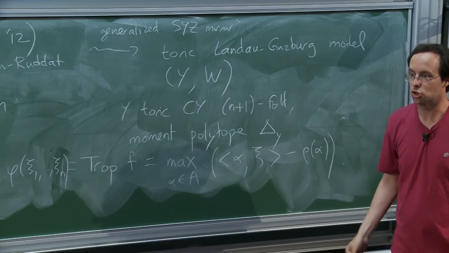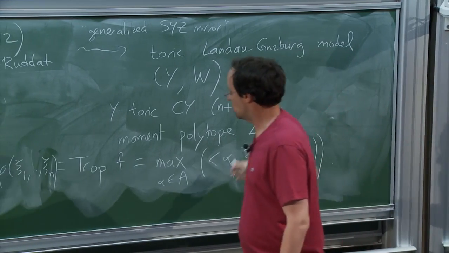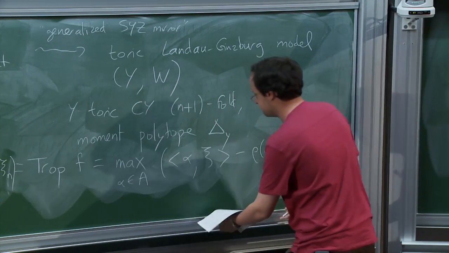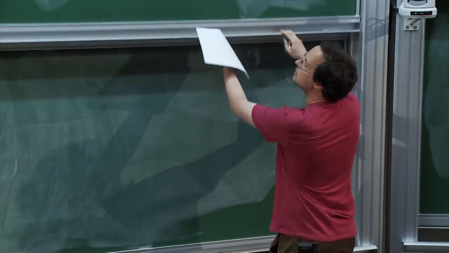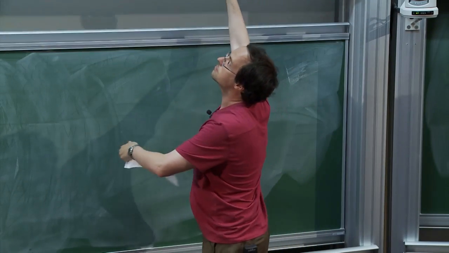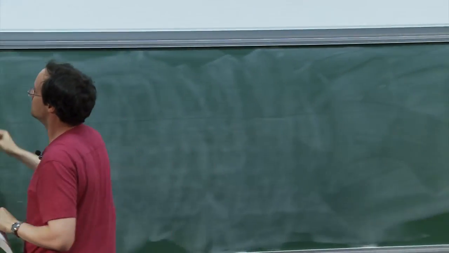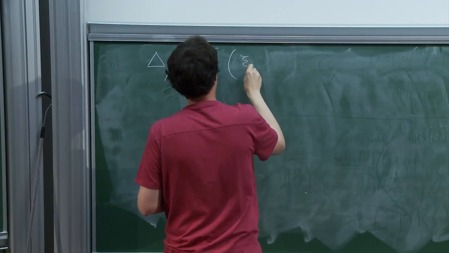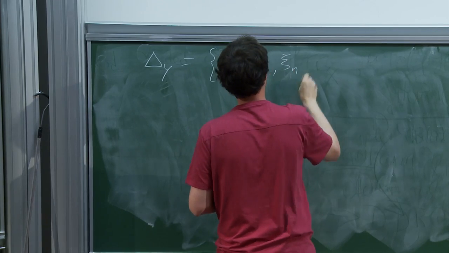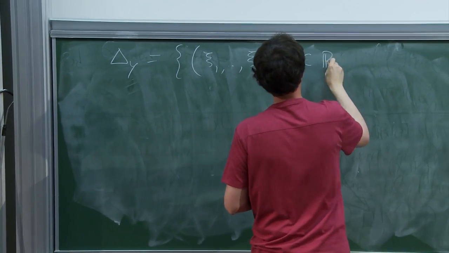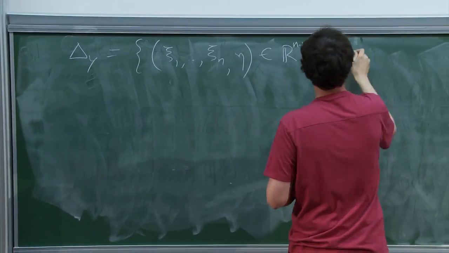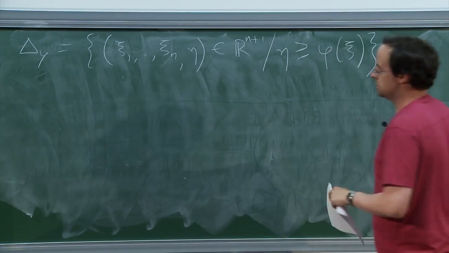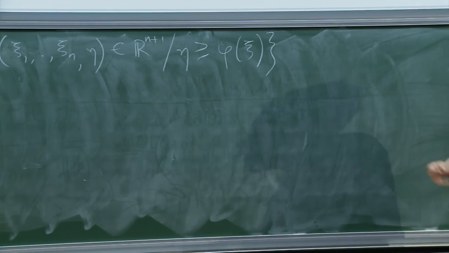If you know tropical geometry, you know how to come to this from there and why they're essentially similar. And then the moment polytope will be the set of all tuples (c1, ..., cn, eta) in R^(n+1), where eta is bigger than phi of xi. And that defines for me a Kähler toric manifold.